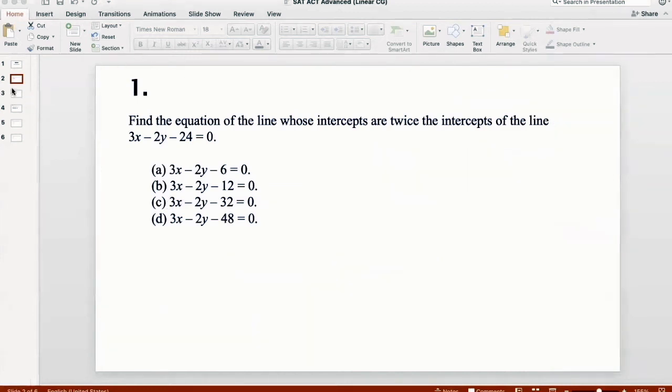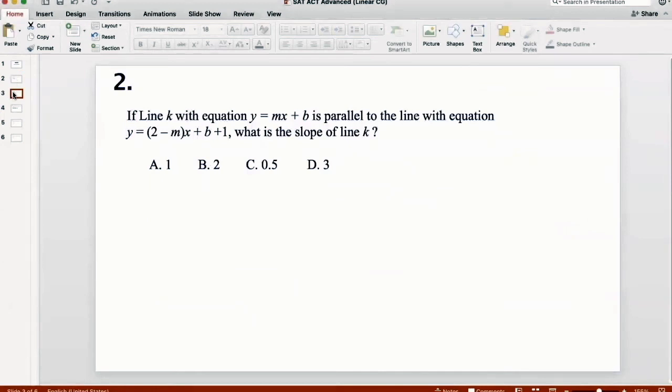Okay, let's go to the next question. If line K with equation y is equal to mx plus b is parallel to the line with equation y equal to 2 minus m times x plus b plus 1, what is the slope of line K?